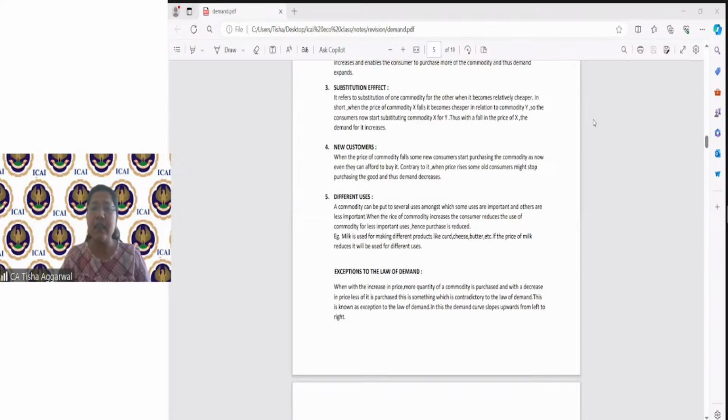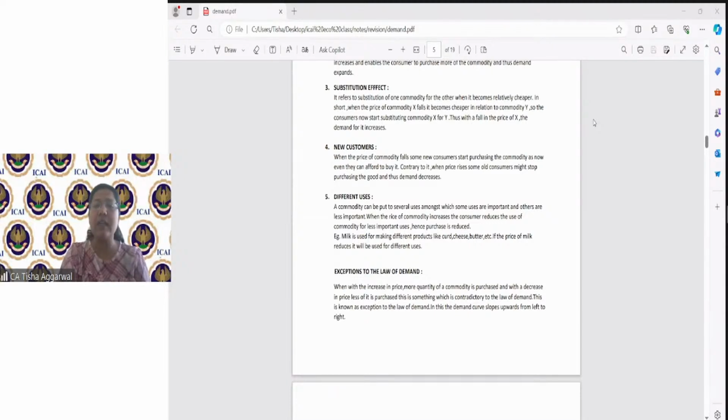Next is the different uses. Whenever a particular product becomes cheaper, many a time you use it even for less important uses. That is another reason.